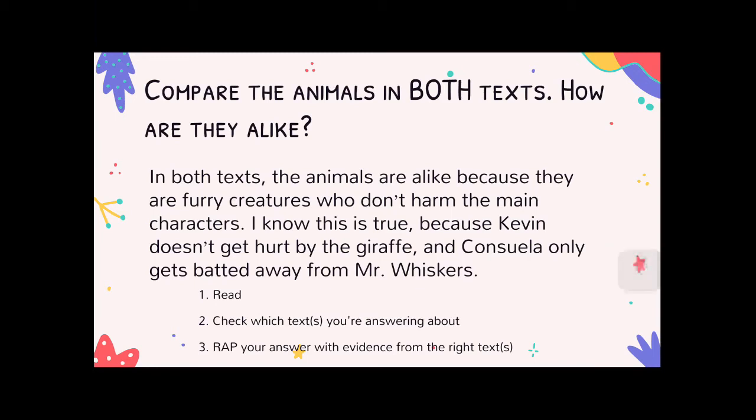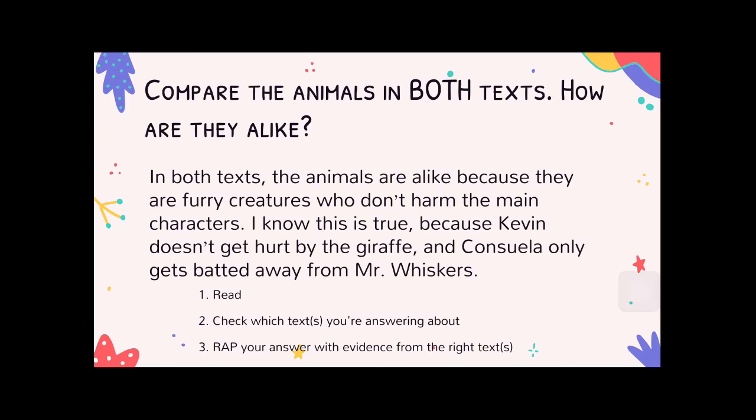That's what I'd like you to do today about our two new texts. You're going to be asked to compare and contrast things from the text, and you need to combine information in your answer about both texts. So just like Otis combined information about both texts, he talks about Kevin and the giraffe from the safari in Africa, and Consuela and Mr. Whiskers from Mr. Whiskers' Whiskers. I want you to combine information in your answer, just like he did. That's what we're doing today, and I'll see you on the other side.